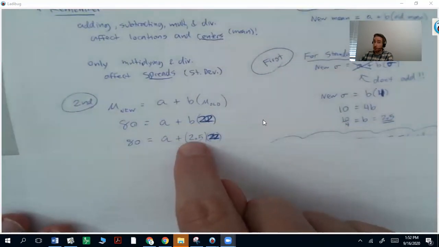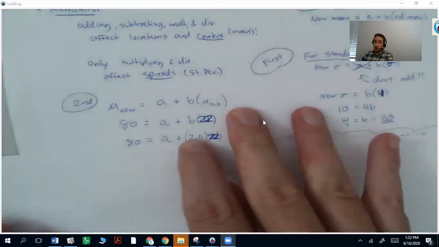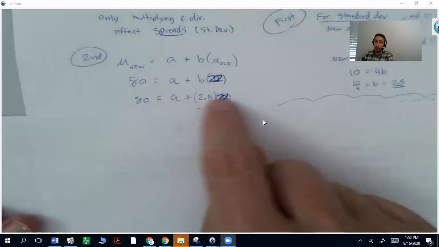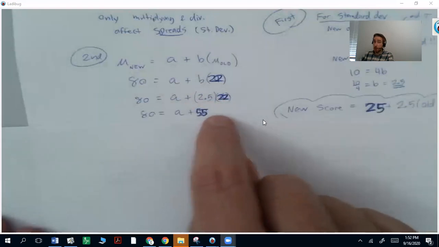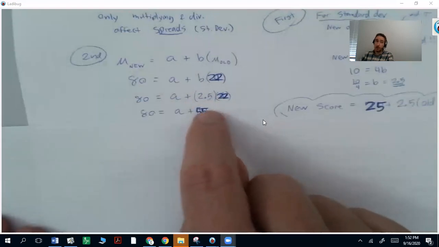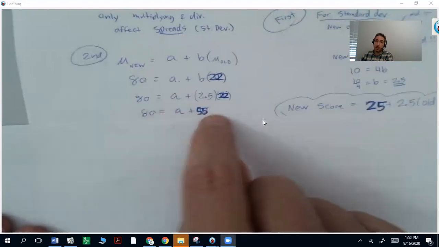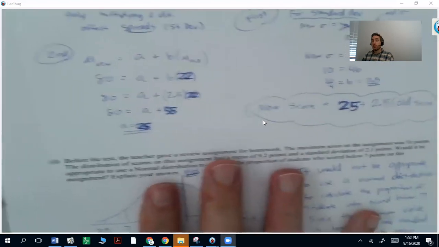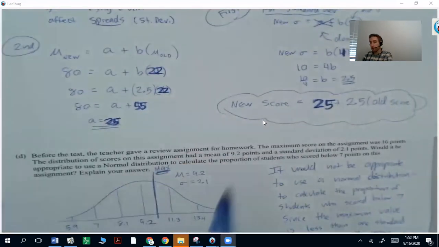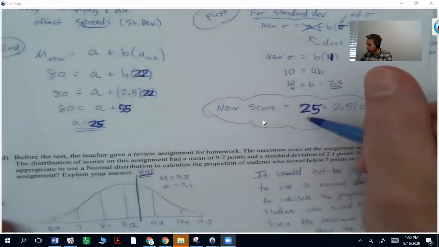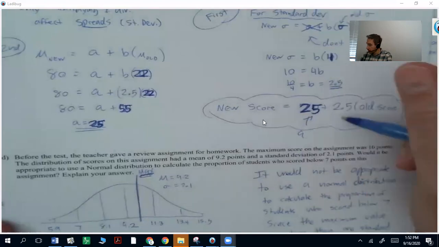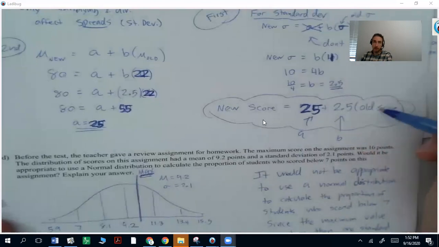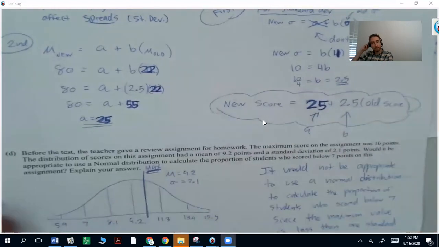Well, I have my B value, that's 2.5. So since B is 2.5, we can go ahead and plug that in over here. Multiply those and you're going to get 55. And then to solve for A, you could subtract. So 80 minus 55 is going to be 25. So this one is just crunching some numbers, but your A value should be 25 and your B value should be 2.5. 25 plus 2.5 times the old score will give you the new score.